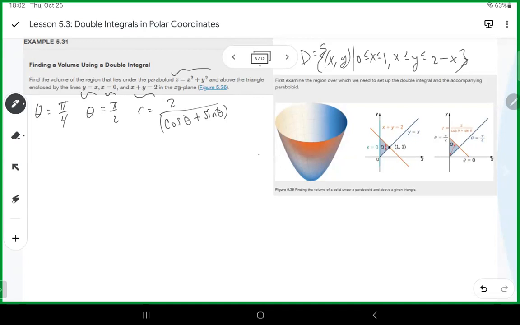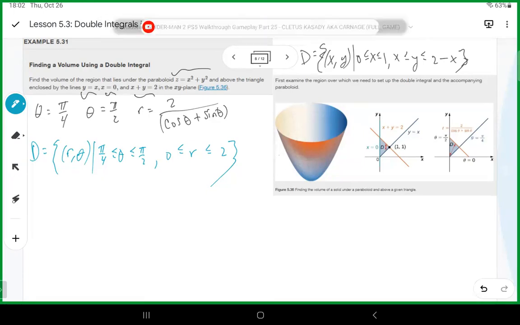Okay. So then that's going to give you the following D situation. Not X, it's going to be r comma theta. It's going to be theta from pi over 4 to pi over 2, and then r from 0 to 2 over cosine theta plus sine theta. Okay. So now if you are converting the equation of the surface, you're going to have the following volume situation set up.